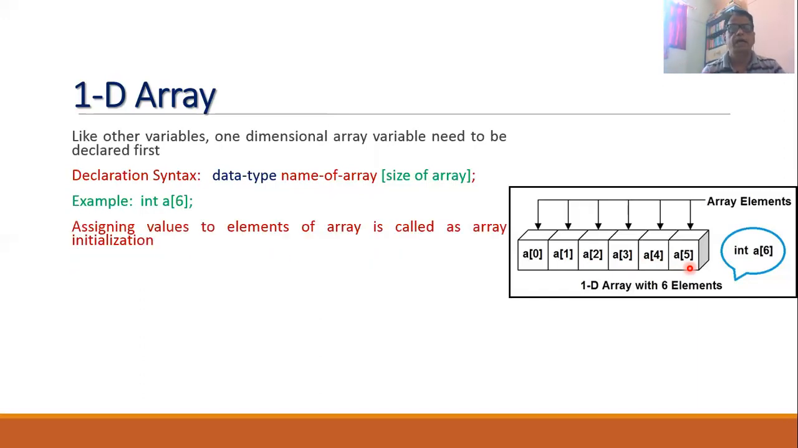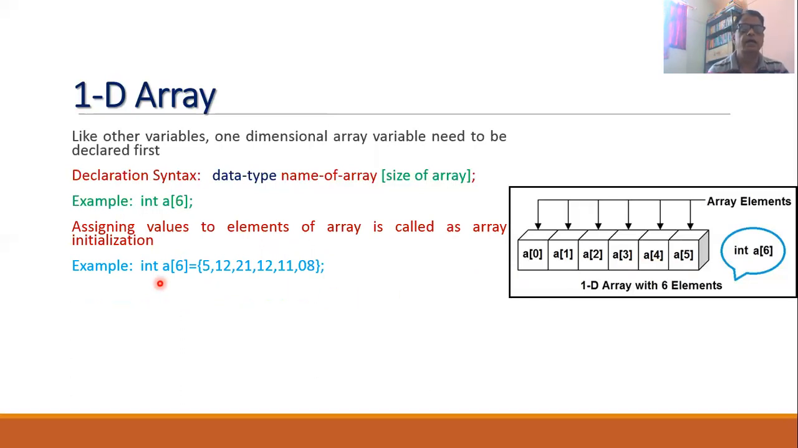Now, once we declare an array, it is necessary to assign values to the elements of the array. When we assign values to the elements of the array, that is called array initialization. Suppose I want to initialize this array, that is, I want to assign some values to each element of the array. Then it can be done like this.